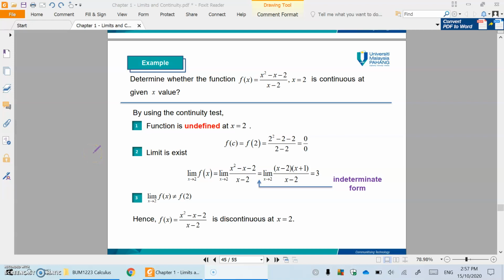Next example, determine whether the function f(x), which equals x squared minus x minus 2, so this is a similar function, is continuous at x equals 2.